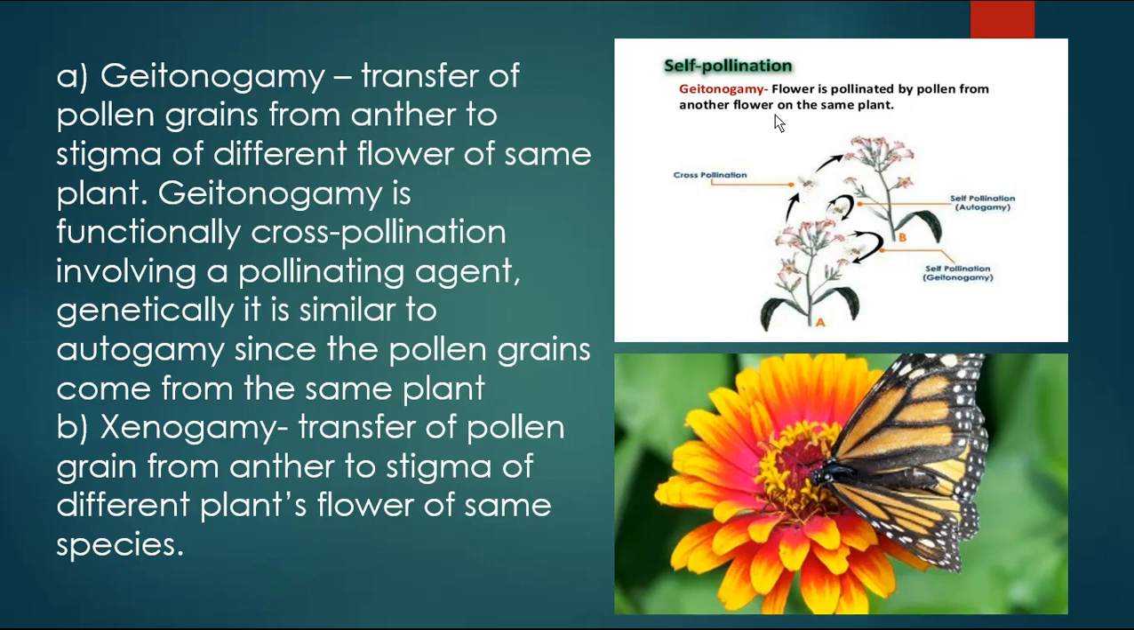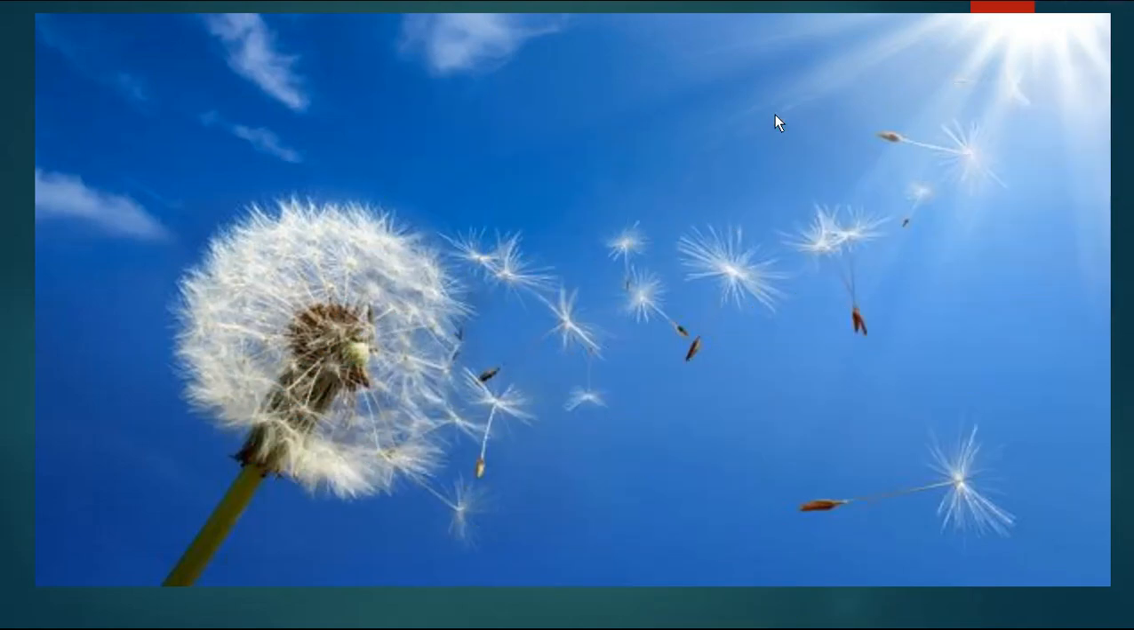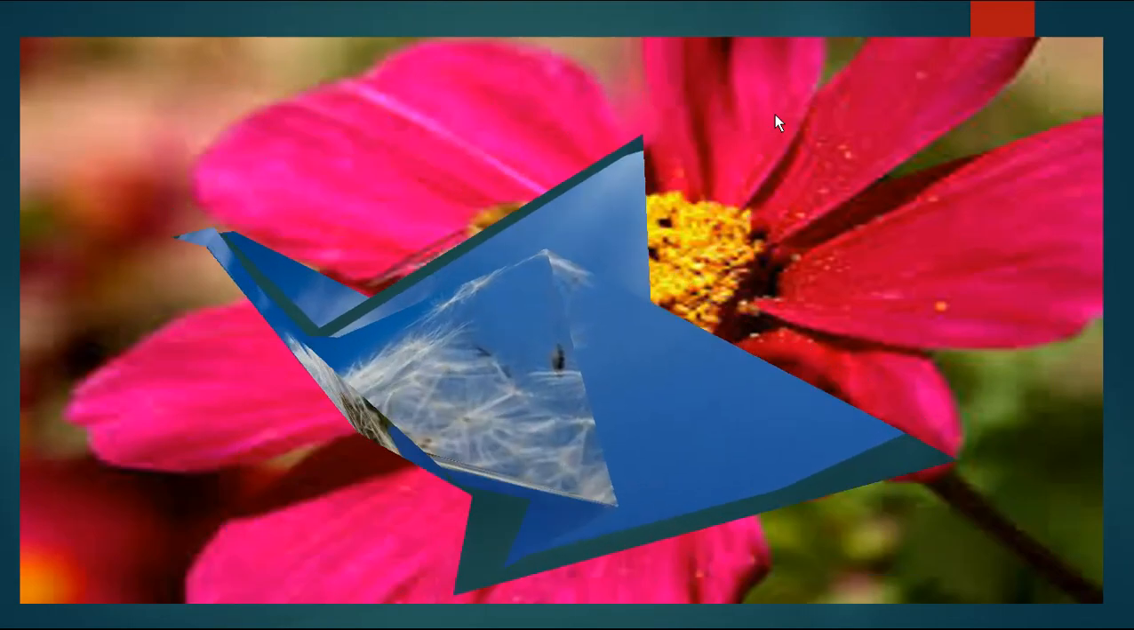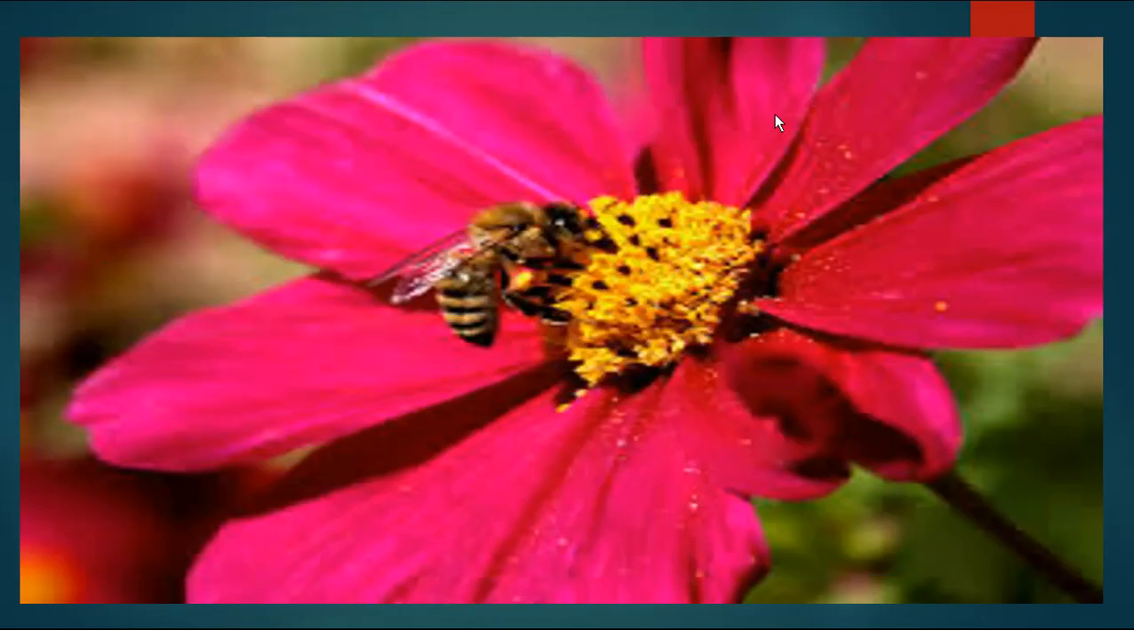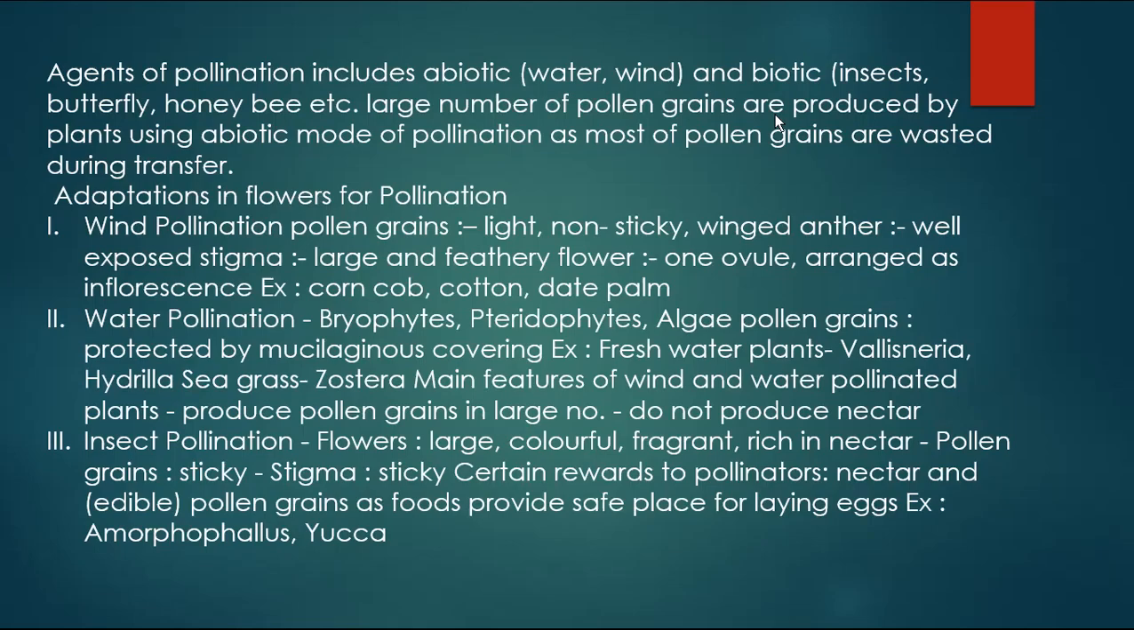The next topic is agents of pollination. What are agents of pollination? The agents responsible for pollinating plants are two abiotic, that is wind and water, and one biotic, that is animals, to achieve pollination. The majority of plants use biotic agents for pollination. Only a small proportion of plants use abiotic agents.